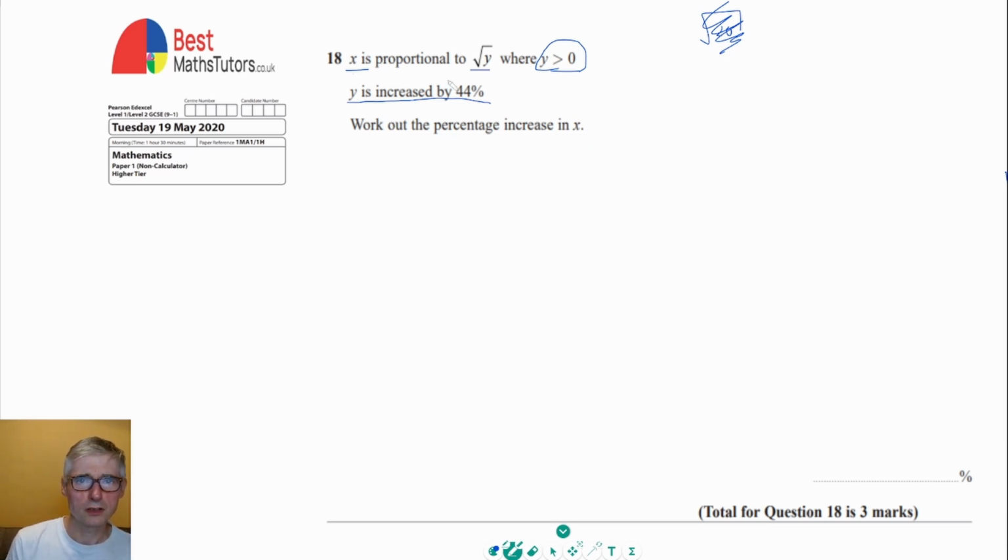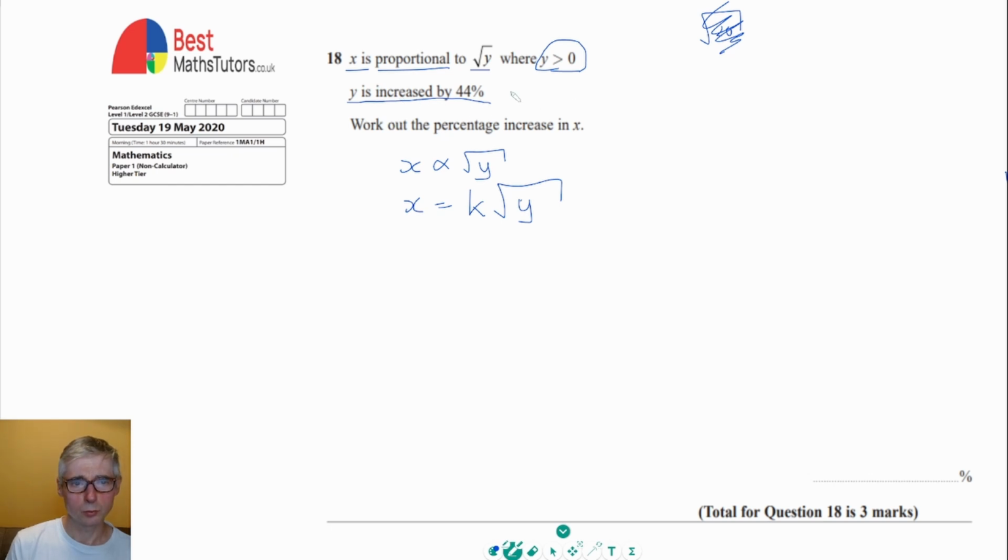So I'm going to use the notation for proportionality. So we can say, well, x is proportional to the root of y. So whenever you've got one of these questions, that symbol there means proportional, the very first thing you want to do is write in a constant of proportionality. So we can say, well, k there is what's called the constant of proportionality, so it just means a number, and that's saying that x is equal to k, whatever that number is, times the root of y.